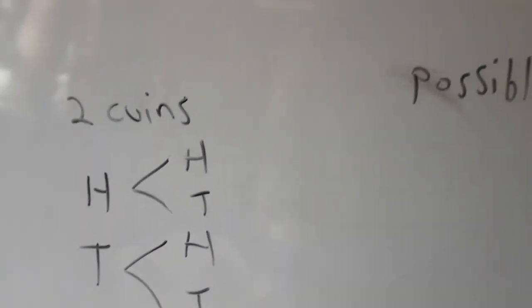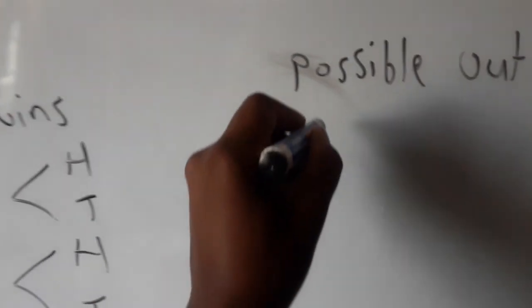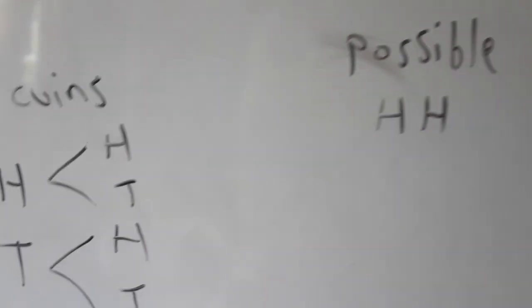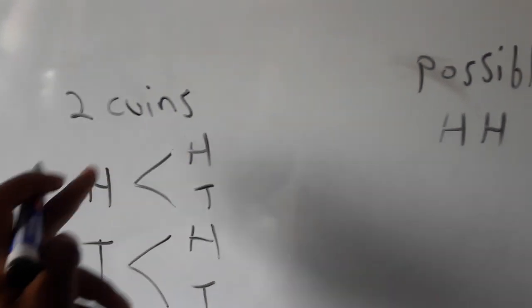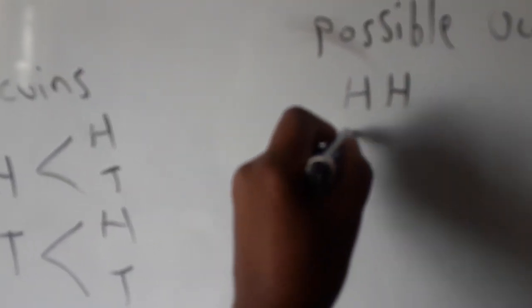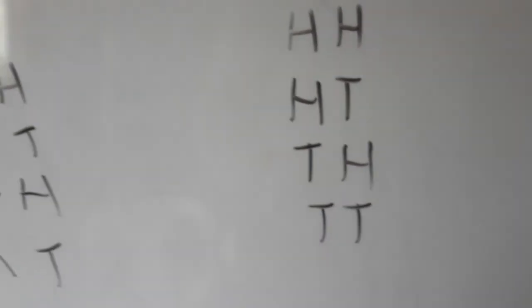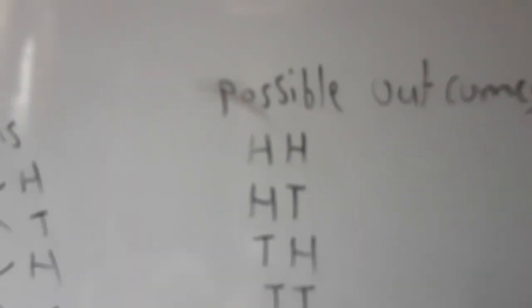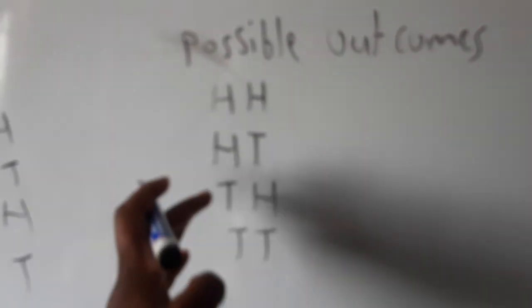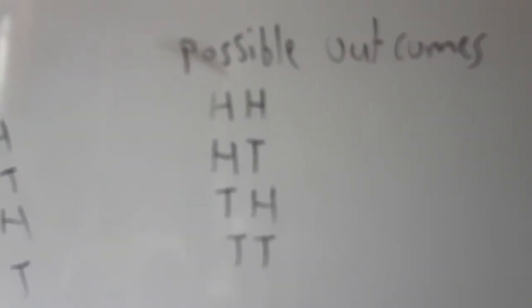If you're flipping two coins, you can get a head and a head. You can get a head and a tail, H-T. You can get a tail and a head. You can get a tail and a tail. So these are the outcomes. How many possible outcomes can you get? Four possible outcomes.